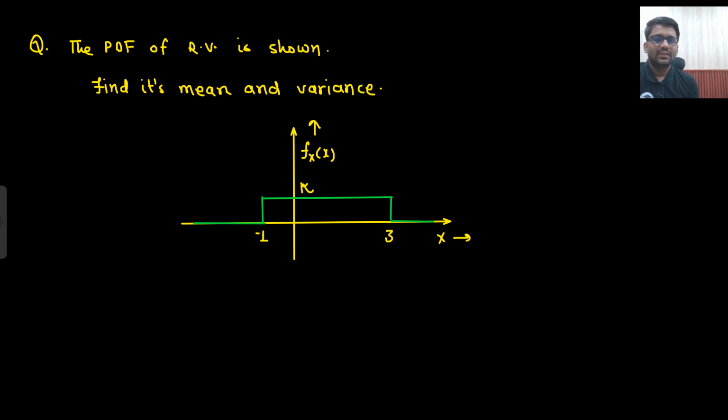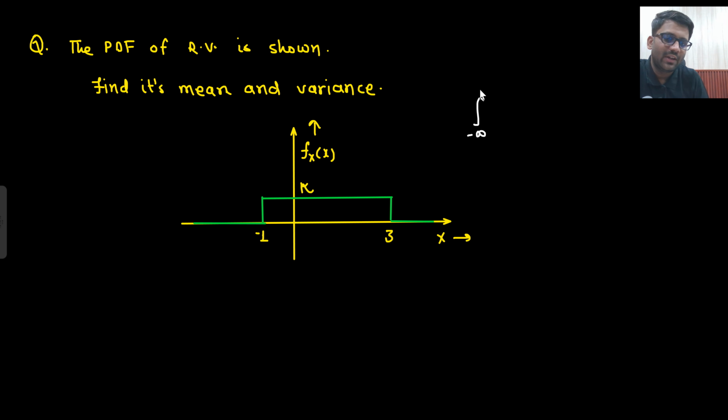Let's see some questions. PDF of random variable x is given. You need to find its mean and variance. What you need to find? Mean and variance. So first thing is that they have given that random variable x is taking values between -1 to 3, but they did not give the value of k. Can you find out the value of k? Surely you can find out the value of k.